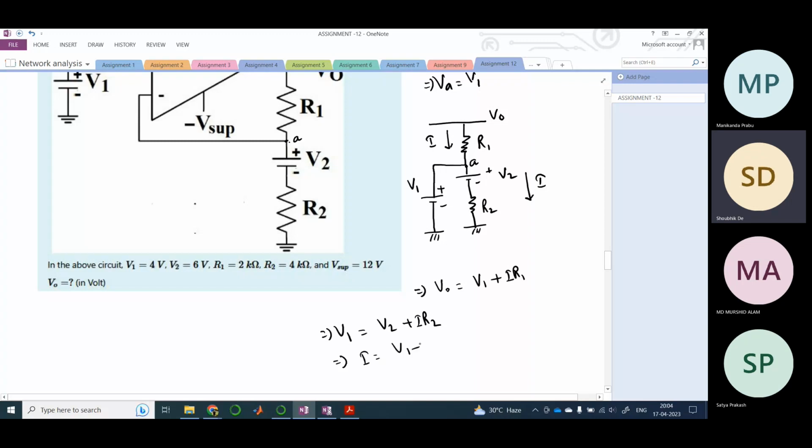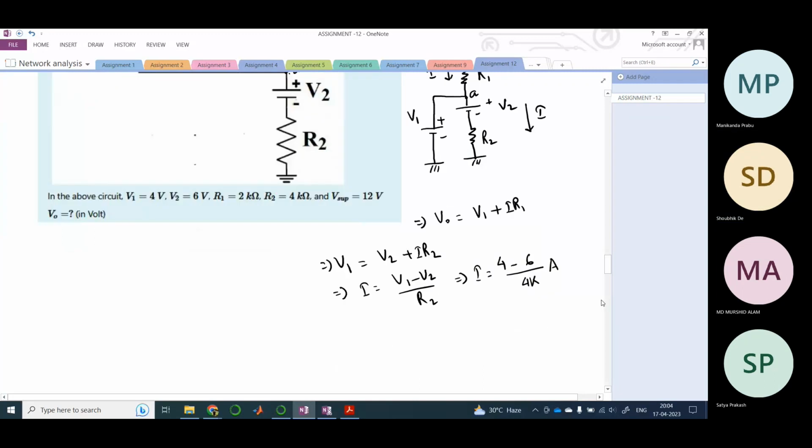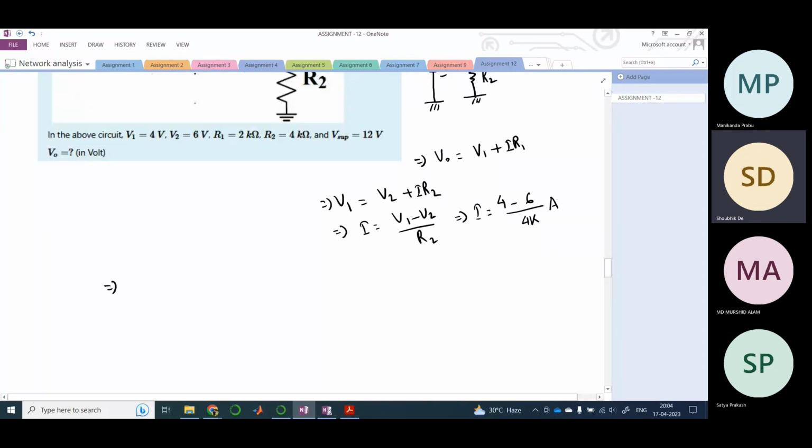So I is (V1 minus V2) by R2. V1 is 4, and V2 is 6, and R2 is 4K. So I is minus 0.5 milliampere, right?